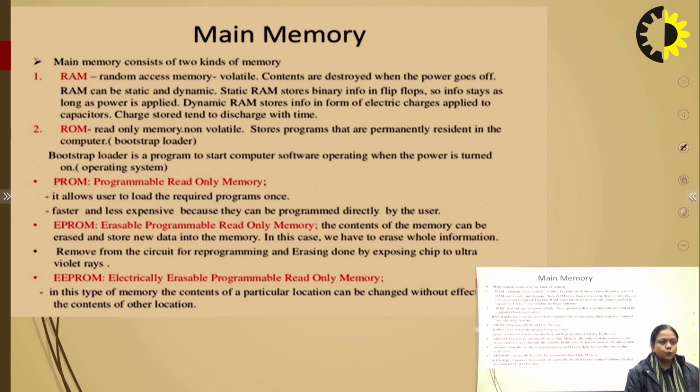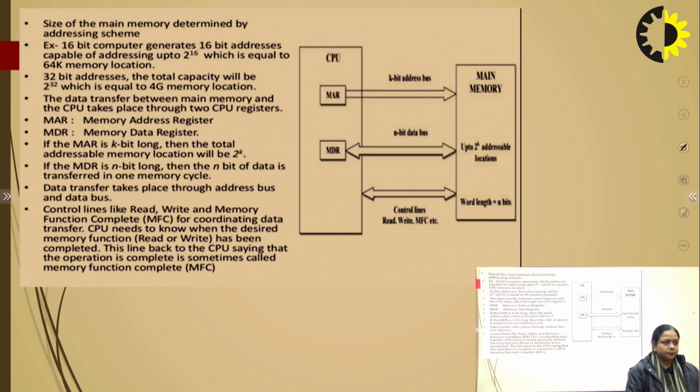RAM stores the user data. Normally when we work on a particular computer, we write the content on the RAM. And ROM is written by the manufacturer at the time of manufacturing. So we cannot change the content of the ROM afterward.